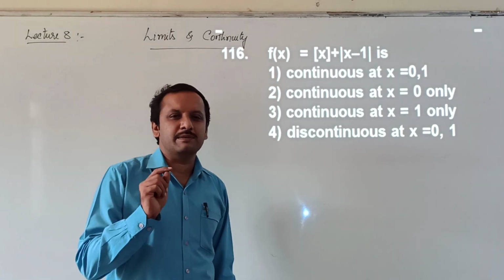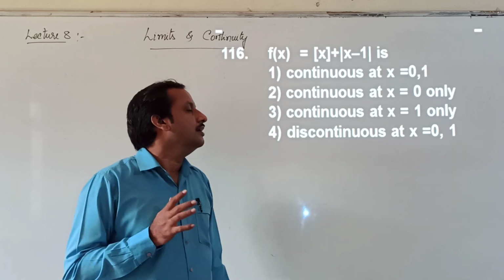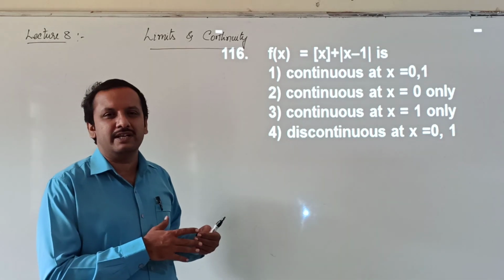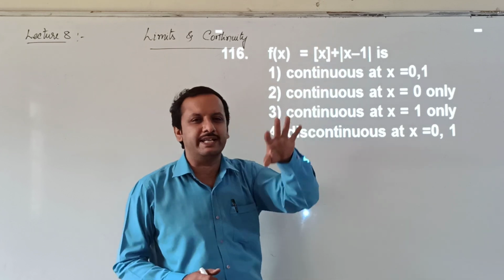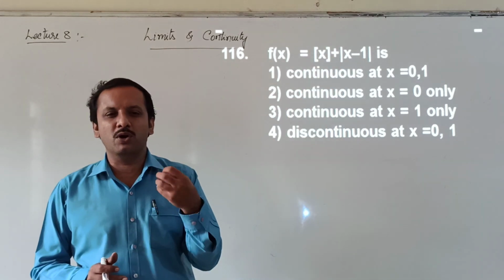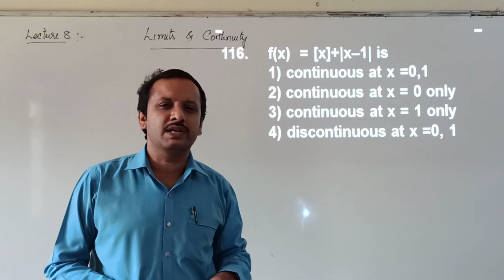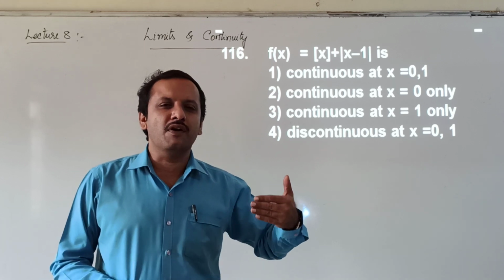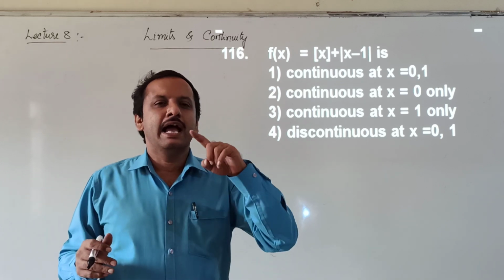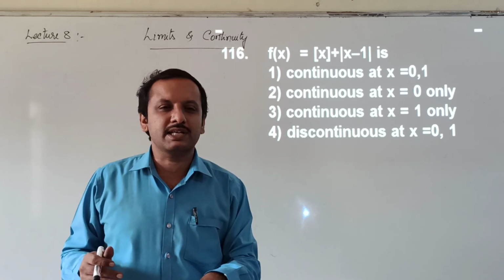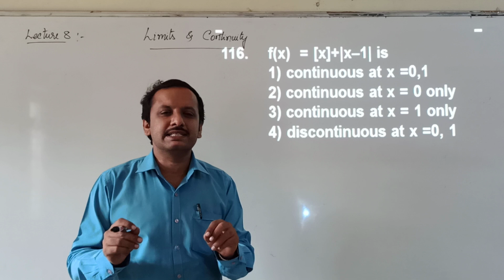As you know, step x, the greatest integer function, is discontinuous at integers. So at all integers, step x is discontinuous. Sum of two functions will be continuous if both are continuous at that point. At any point, if I want to test the continuity of the sum of two functions, say f of x plus g of x, I have to see where f of x is continuous and g of x is continuous. At a point, if both are continuous, then the sum is continuous. If one of them is continuous and the other one is discontinuous, then their sum is discontinuous.